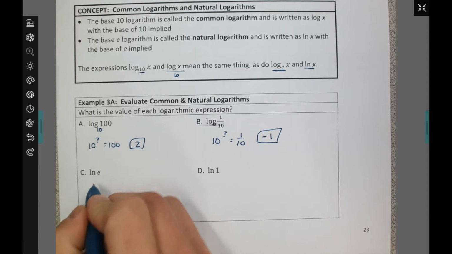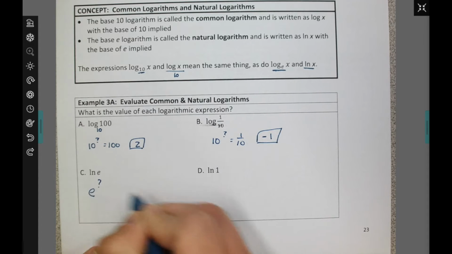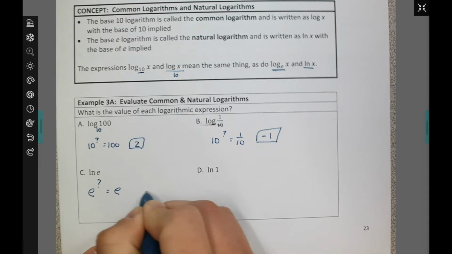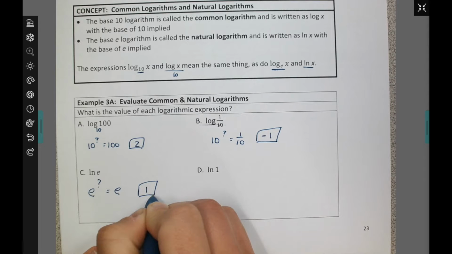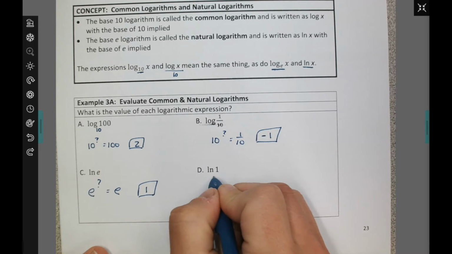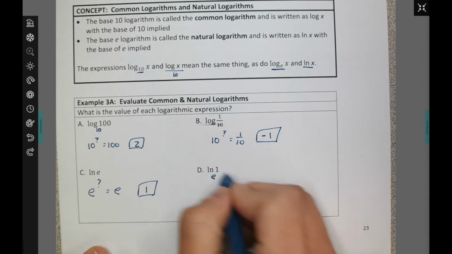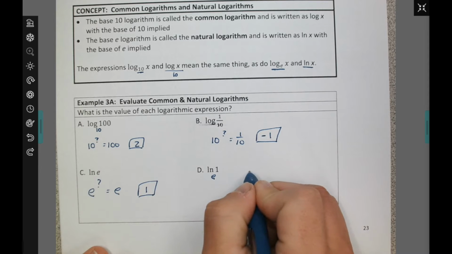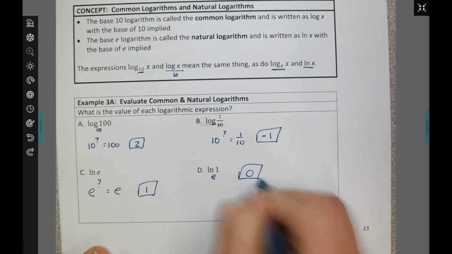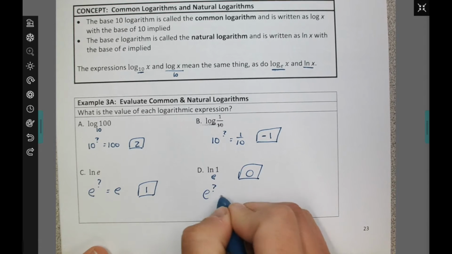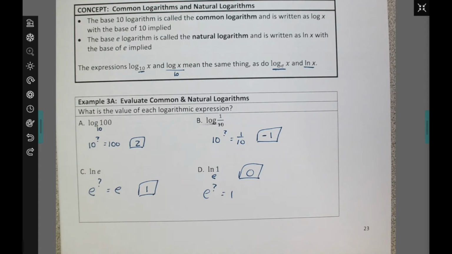ln of e, right away you realize that the base is e, so e to what power gives me e? It's going to be a 1. For D, ln of 1, so we got e to what power gives me 1? So it would be 0, because remember, anything to the 0 power is going to give you 1. So that's example 3a.